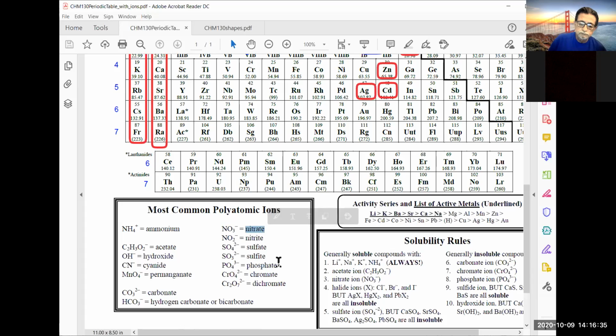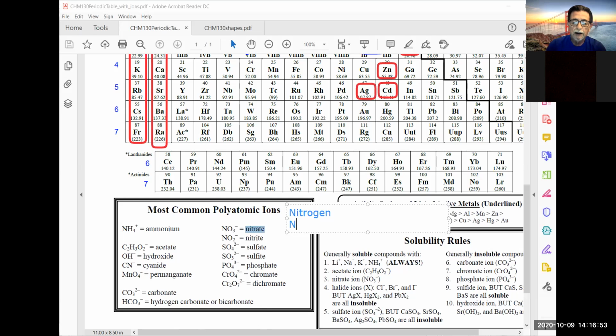Now, let me show you something else real quick. We had nitrogen, for example. That's the element. When it becomes the ion, it becomes nitride. That's the one with the N3-. Now, if we take nitrogen and we add 3 oxygens to the central atom, it becomes that polyatomic ion. And that is called nitrate, excuse me.